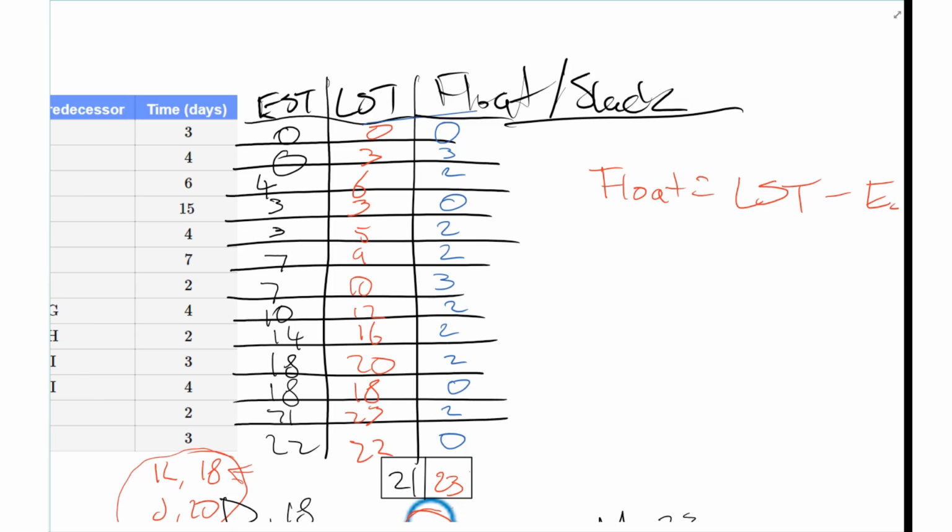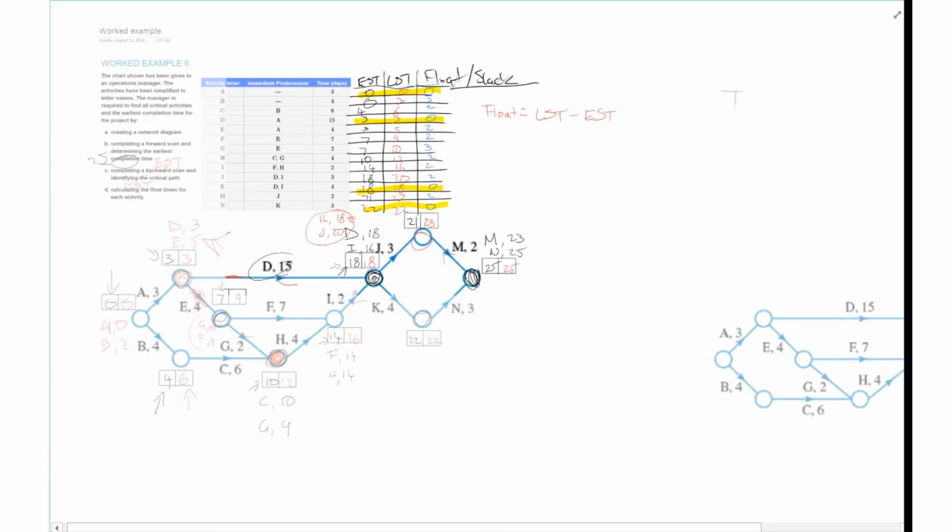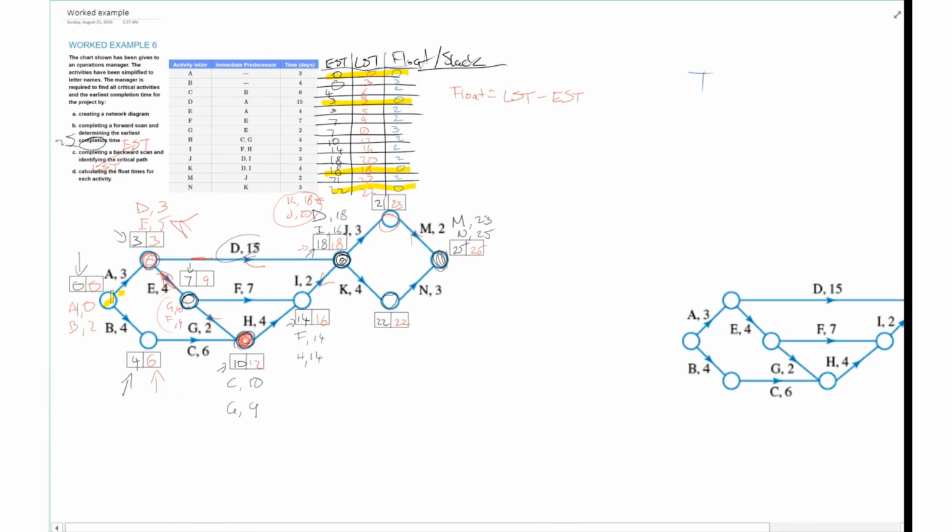So let's highlight the ones where I've got a float of 0. So that's going to be here, here, here, and here. And you can see that corresponds to A, then D, then K, and then N. Let's highlight in a different color, because you've got the 25 there. Just by looking at it, you can see that the float times are there.